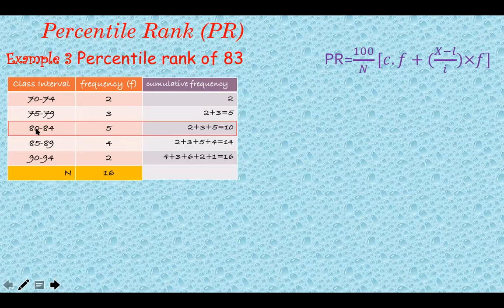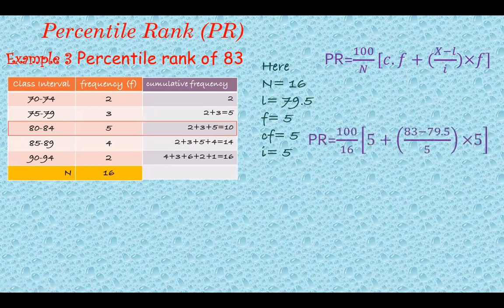The lower limit of this class interval is 80, but we have to subtract 0.5 from this because these are not continuous class intervals. So the lower limit of this class interval will be 79.5. Then the exact frequency of this class interval is 5, and the cumulative frequency before this class interval is 5, and the size of the class interval, that is 85 minus 80 or 89 minus 84, is 5. Here everything is 5.